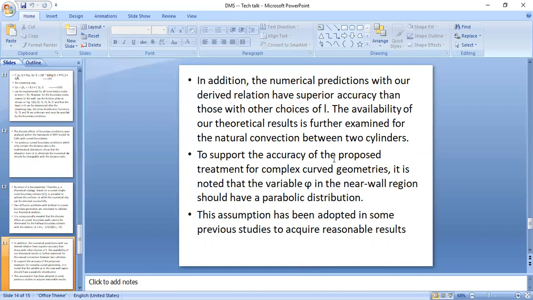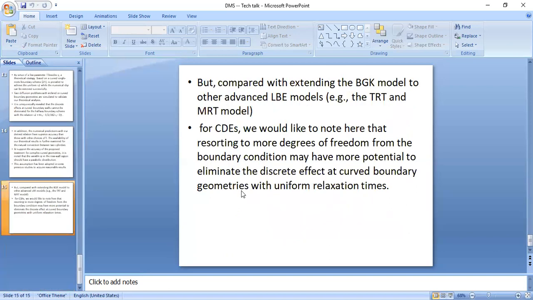To support the accuracy of the proposed treatment for complex curved geometries, it is noted that the variable φ in the near wall region should have a parabolic distribution. This assumption has been adopted in some previous studies to acquire reasonable results, but compared with extending the BGK model to other advanced LBE models, for example, the TRT and MRT model for CDEs, we would like to note here that resorting to more degrees of freedom from the boundary condition may have more potential to eliminate the discrete effect at curved boundary geometries with uniform relaxation times. That's it, and thank you everyone.